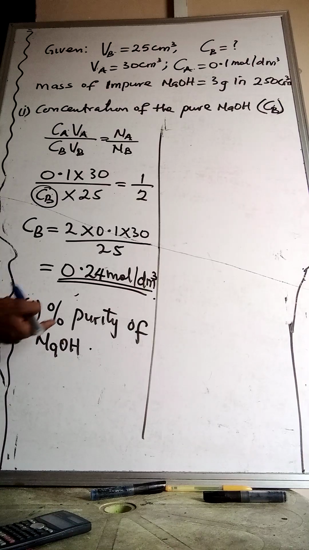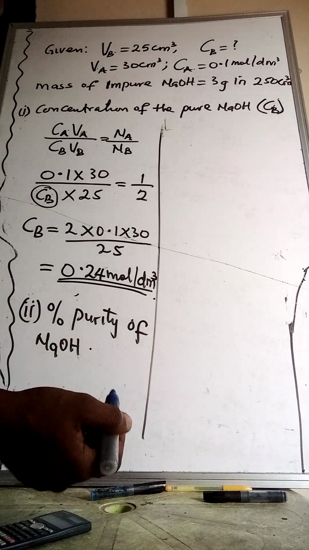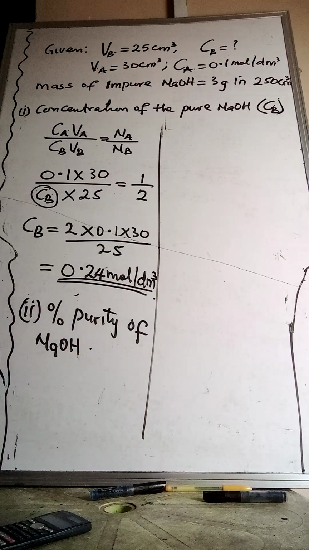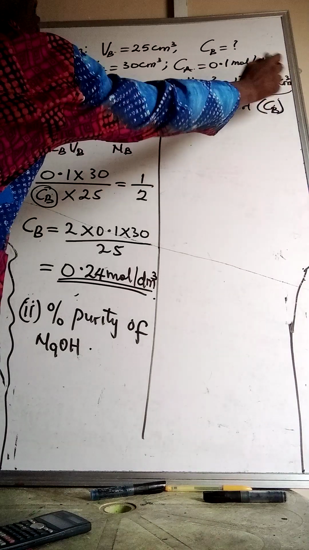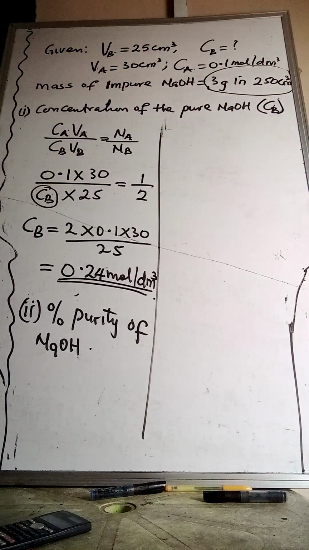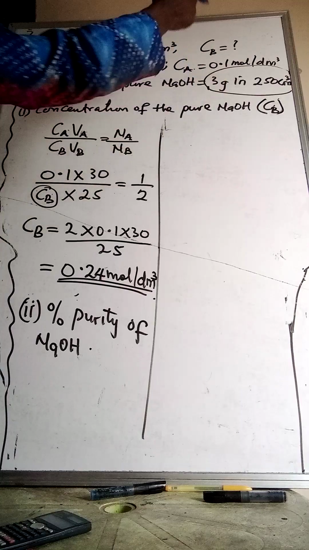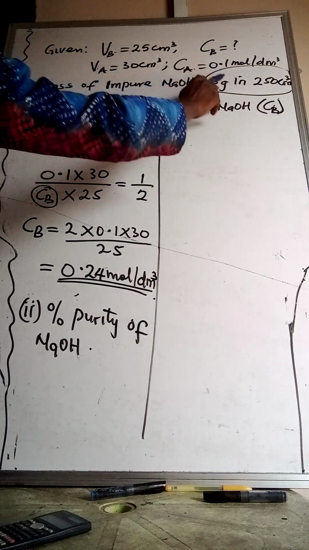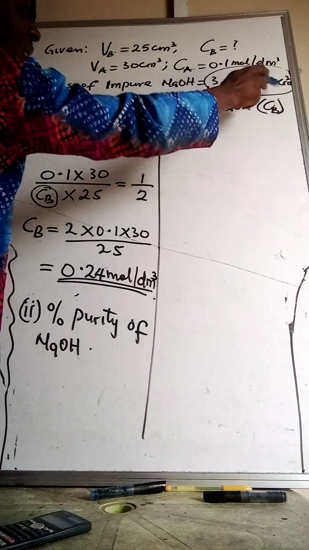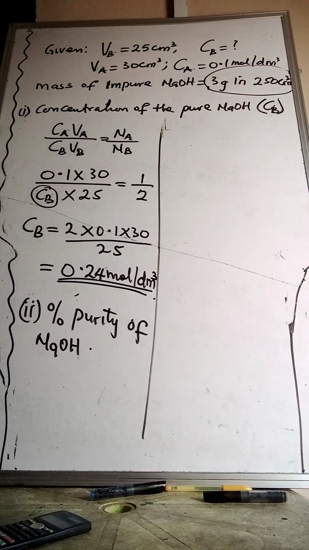To answer question 2, we have to find the percentage purity of sodium hydroxide. Don't forget, the formula is the mass concentration of the pure divided by the concentration of the impure. So I'm going to find the mass concentration of pure sodium hydroxide now. How do I find that? This one we are given here, which is 3 grams in 250 cm³, is for the impure, and as a matter of fact, it's not yet in the right form. It has to be grams in 1000 cm³, which is 1 dm³.